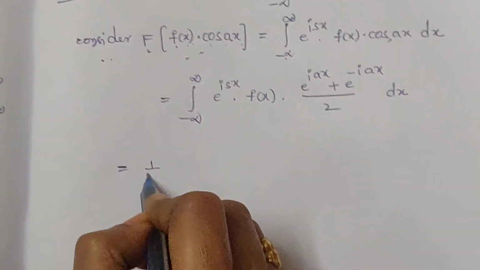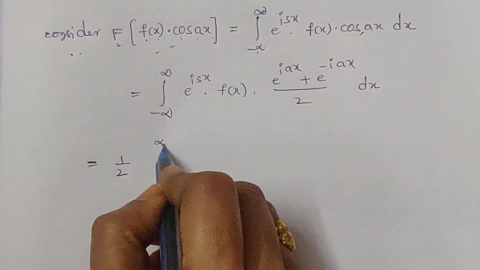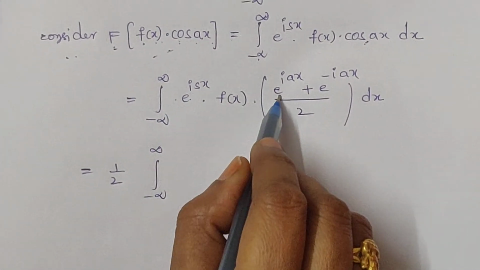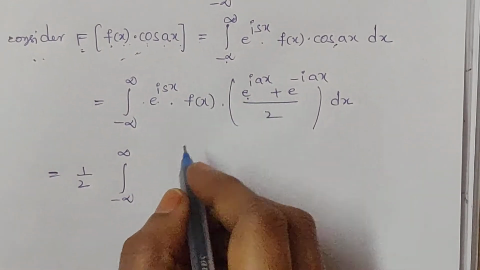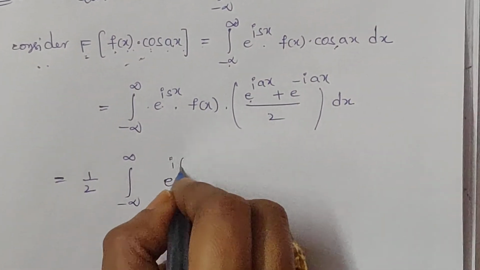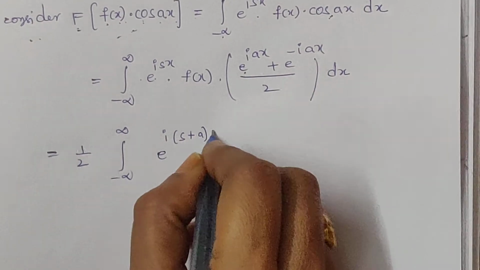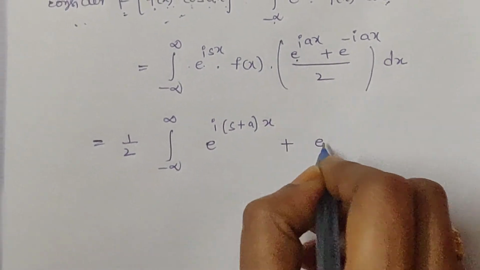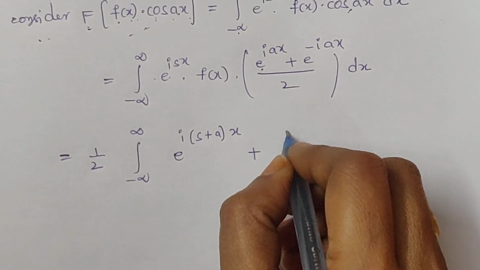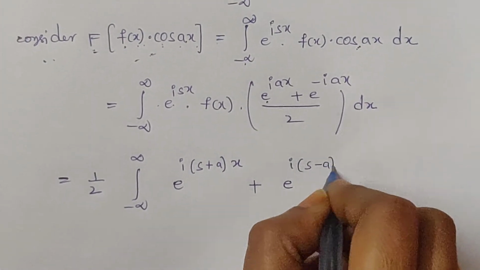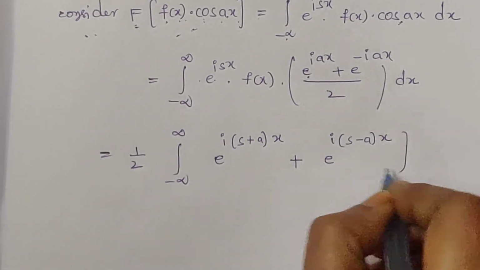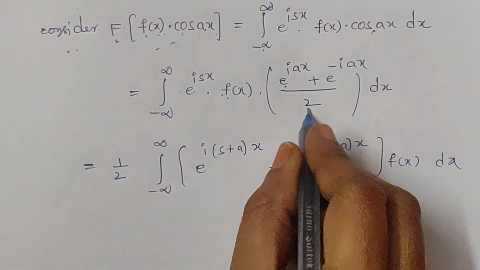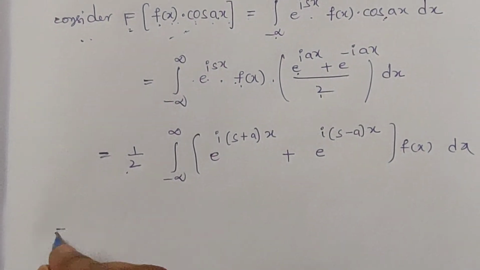So it is equal to half of the integral from minus infinity to infinity. Exponential functions, bases same, add powers. So you will get e power i s plus a of x plus e power i s minus a of x into f of x dx. This function, already we have taken the half outside of the integral.